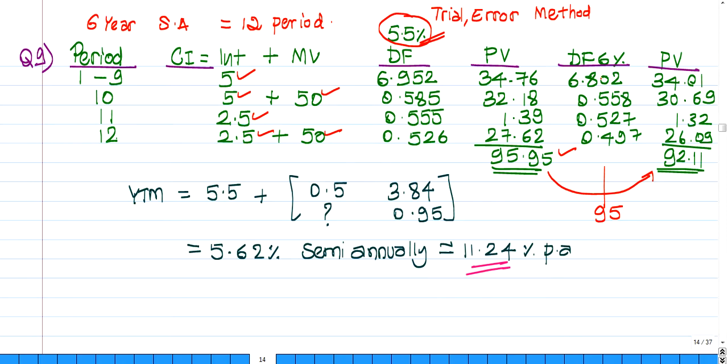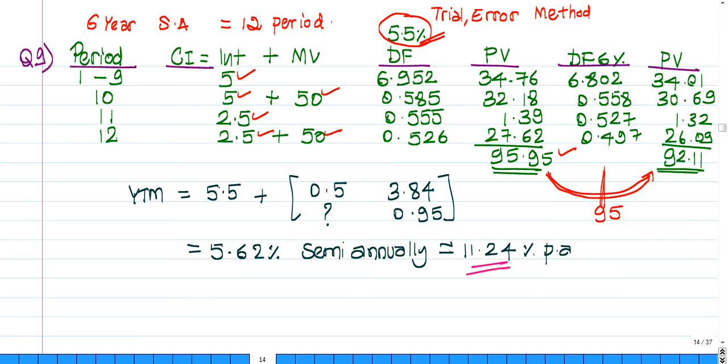So 6% for 9 years, 6.802, 10th year 0.558, 11th 0.527, 12th 0.497. Present value will be the discounting factor of 6% into cash inflows. You will get the amount of 92.11. We have to reach 95.